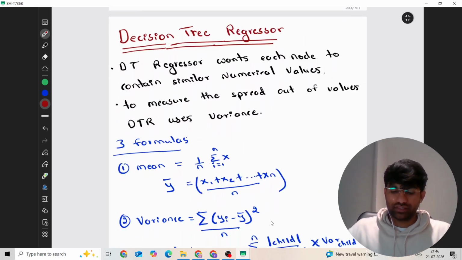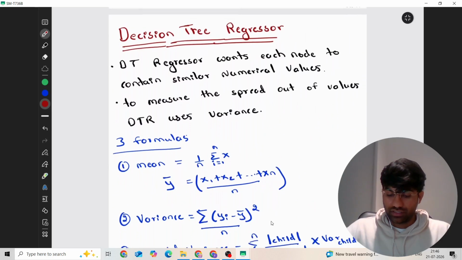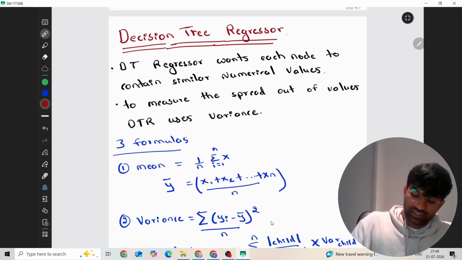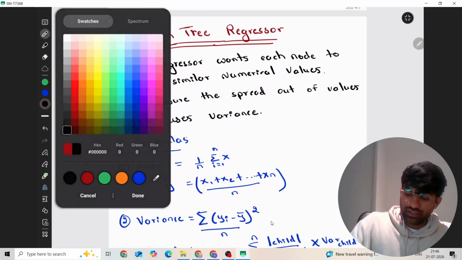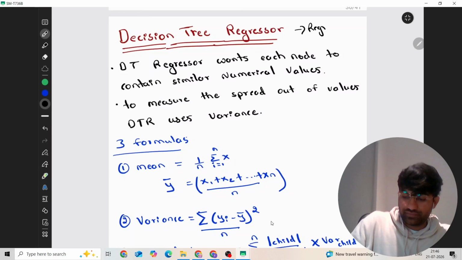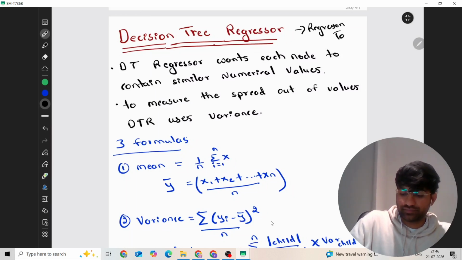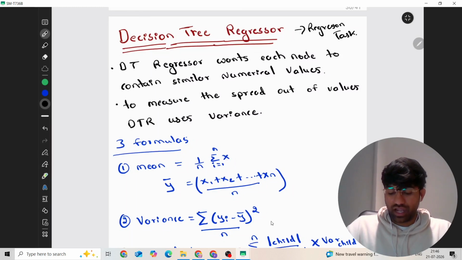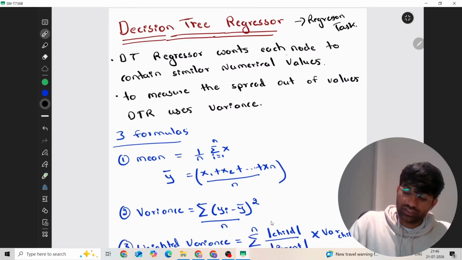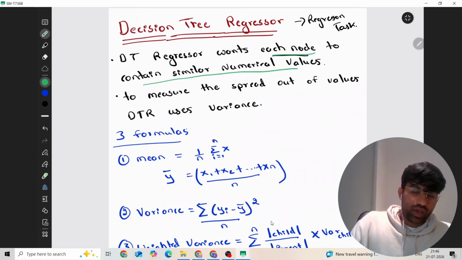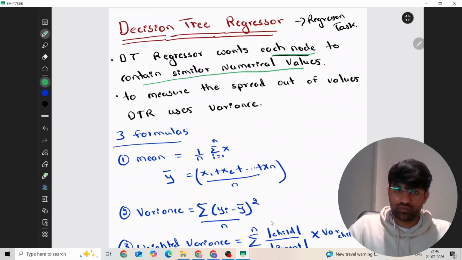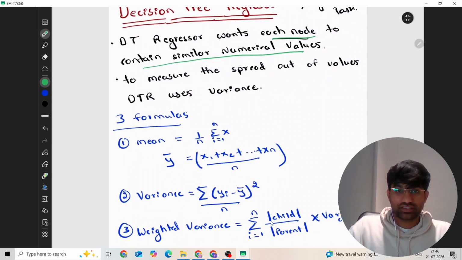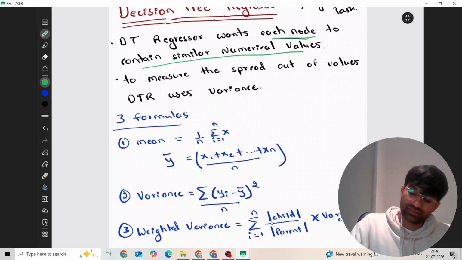Hello everyone. In this video, we are going to learn decision tree regressor, which means we are using decision tree for regression task. The idea behind decision tree is that it wants each node to contain similar numerical values. To measure the spread of values, decision tree regressor will use variance. What does this mean? Each node contains similar numerical values.